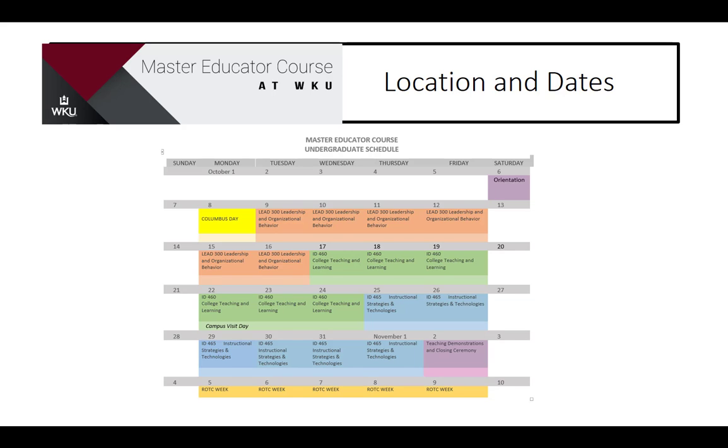When they finish that, they go into the next course, which is college teaching and learning. This is where they understand how it is to work with college students, how the university system works, so they're learning about higher education and its structure. Then it's followed up by instructional strategy and technologies. This is where they start learning how to implement ideas on how to teach college students and what kind of technologies are available.